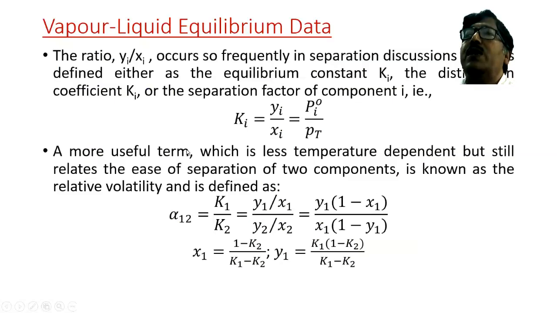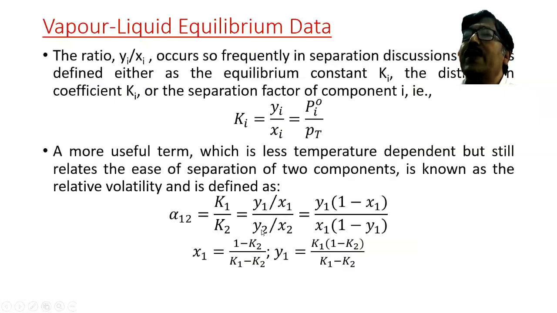A more useful term, which is less temperature dependent but still relates the ease of separation of two components, is known as the relative volatility, defined as alpha 1,2. That means relative volatility of 1 with respect to 2, that is the ratio of K1 by K2. If we replace by mole fractions, then we get y1 by x1 and y2 by x2.